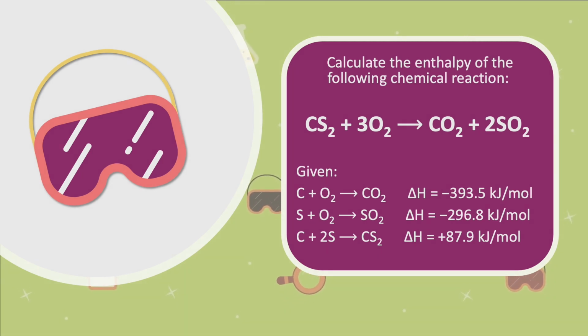1 mole of carbon solid is added to 2 moles of sulfur solid. The product of this reaction is carbon disulfide liquid. The heat of reaction is equal to positive 87.9 kilojoules per mole.